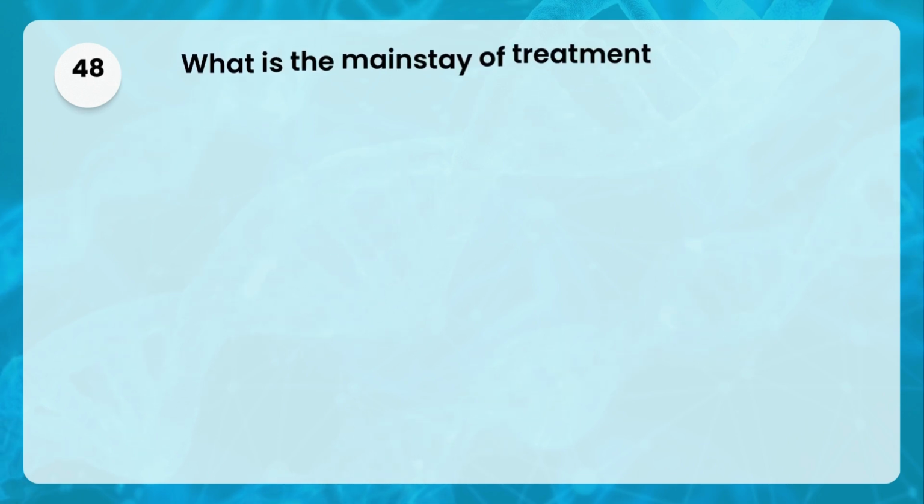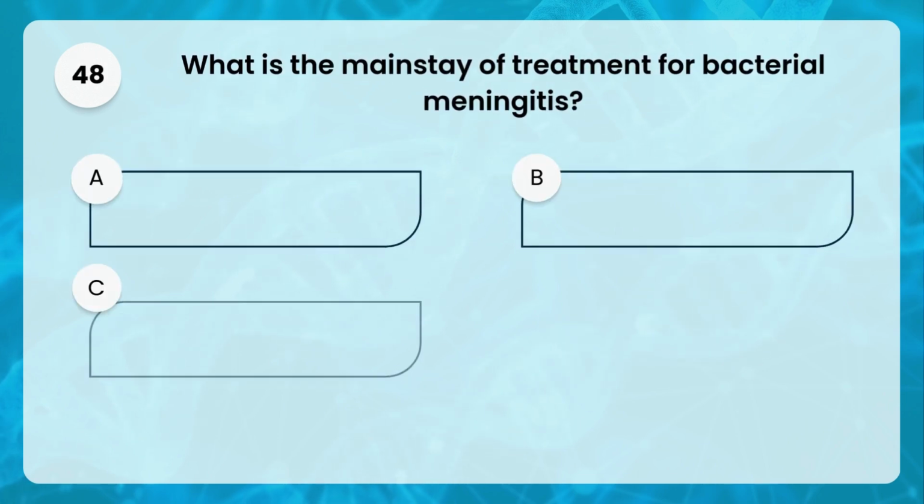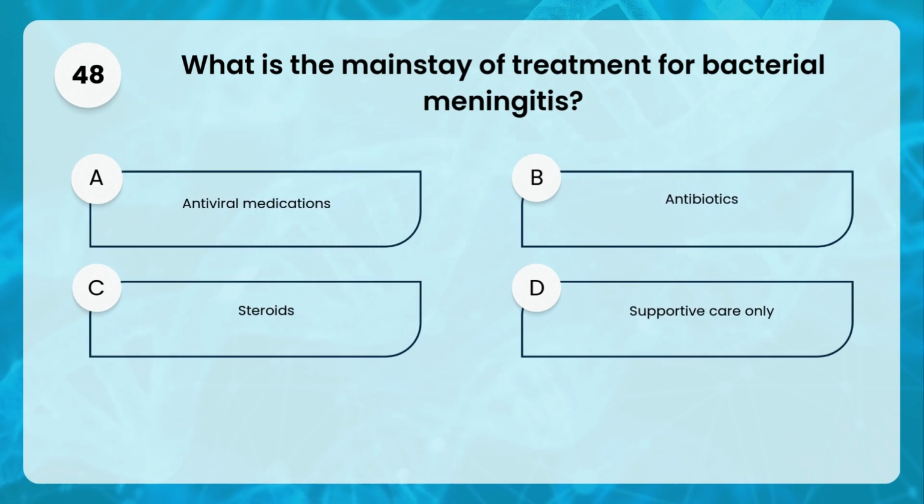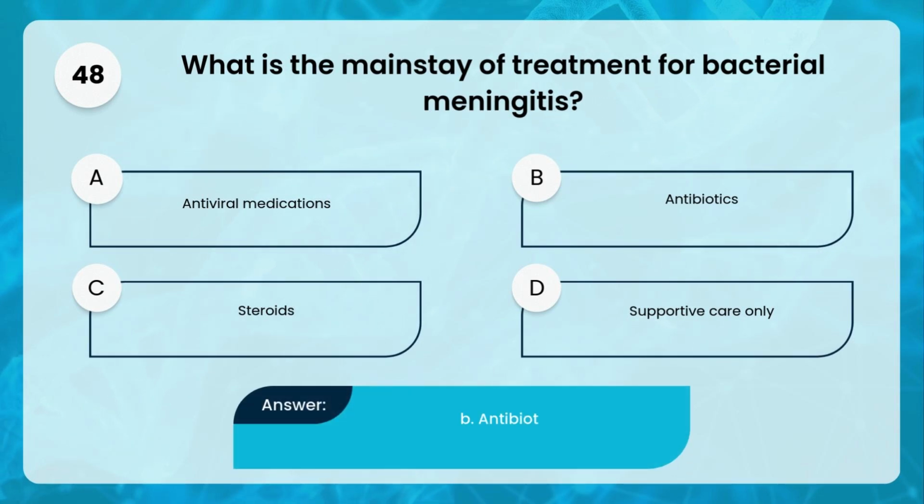Number 48. What is the mainstay of treatment for bacterial meningitis? A. Antiviral medications. B. Antibiotics. C. Steroids. D. Supportive care only. The answer is B. Antibiotics.